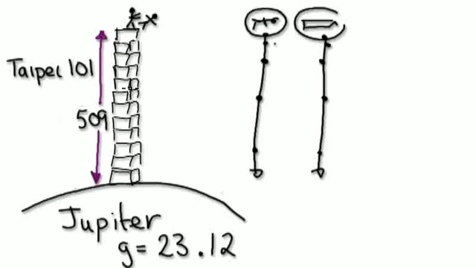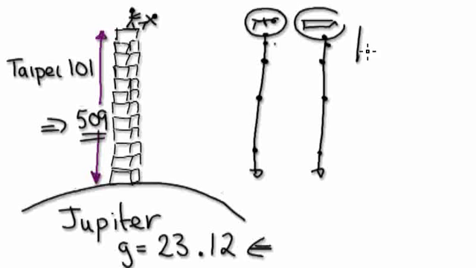Okay? So, if I push you off Taipei 101, the height of the building is 509 meters. Gravity on Jupiter is 23.12. You can look up these figures on the internet. So how long will it take for you to reach your death?